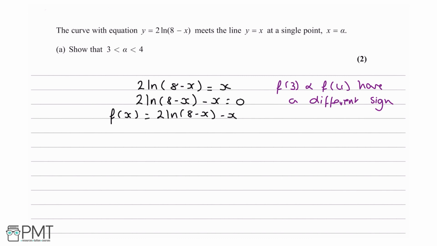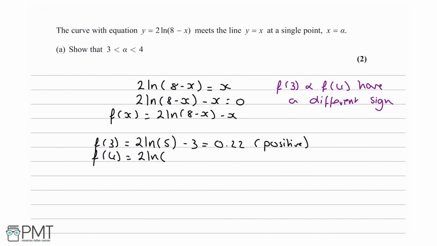So let's solve it. f(3) equals 2 ln(8 minus 3), which is 5, minus 3, equals 0.22, and in brackets I'm going to write positive. Now underneath, f(4) equals 2 ln(8 minus 4), which is 4, minus 4, which equals minus 1.23, which is negative. The reason I'm writing this is so the examiner knows clearly that f(3) is positive and f(4) is negative.